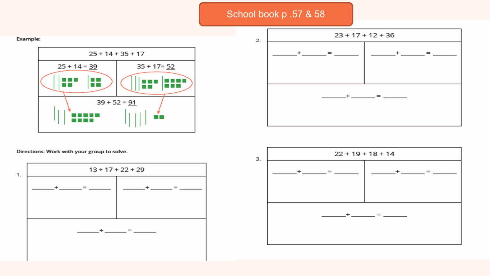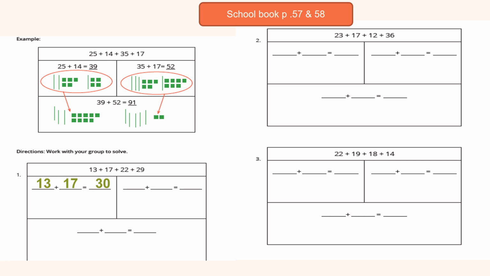Let's go to number 2. 13 plus 17 plus 22 plus 29. Let's put every two numbers together. So 13 plus 17. 3 plus 7, after 7, 8, 9, 10. So we will put 0 and carry up 1 in tens. 1 plus 1 equals 2. 2 plus 1 equals 3. So it equals 30.